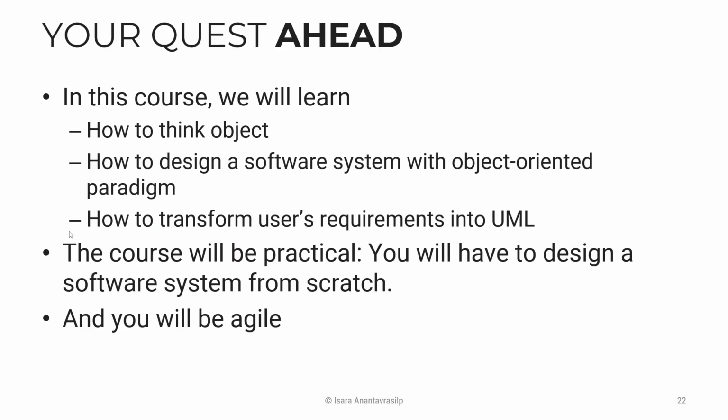To summarize, in this course you will learn how to think object, how to design a software system with the object-oriented concept, how to transform users' requirements into the design, especially UML. The course will be practical. You will have to design an actual software system from scratch, and you will also learn to be agile in the process. Let's discuss a little bit about the practical part here.